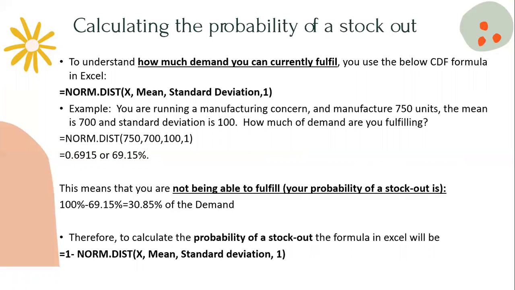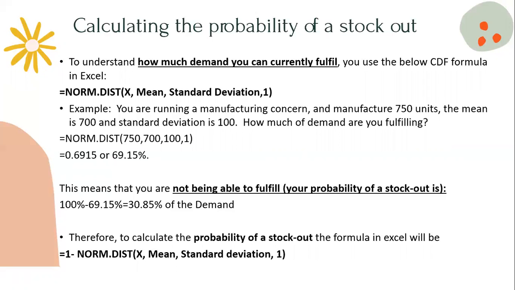In order for you to calculate this, the final formula that you'll be using is 1 minus NORM.DIST, and this is the formula, right? But there is a two-step process to calculating the probability of a stock out. First, let's try and understand the steps by going through an example. This is the example I'm going to solve for you, and while I'm solving it, you will understand how you can calculate the probability of a stock out. So let's read the example together.